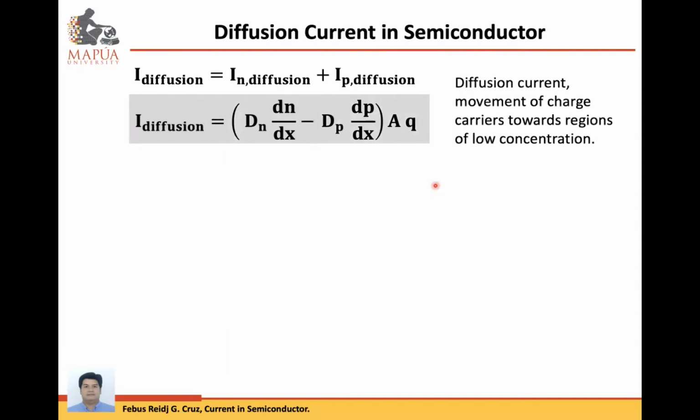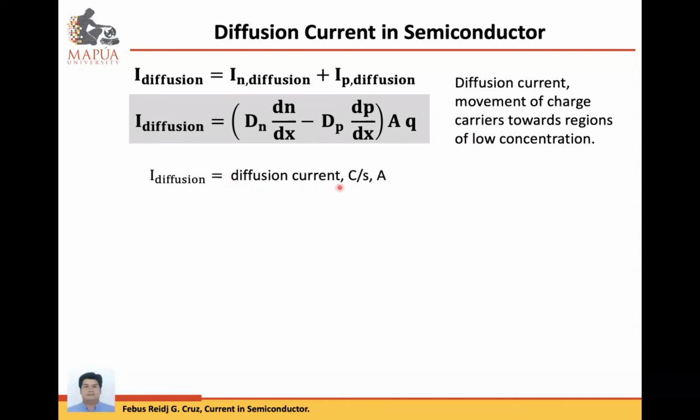Then another type of current in semiconductor is the diffusion current. Total diffusion current would be the diffusion of electrons plus diffusion of holes, and it can be expressed using this: diffusion constant of electrons times the electron concentration gradient, minus diffusion constant of holes multiplied by the hole concentration gradient, times area times Q. Diffusion current pertains to the movement of charge carriers towards regions of low concentration.